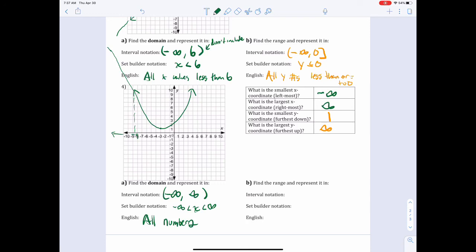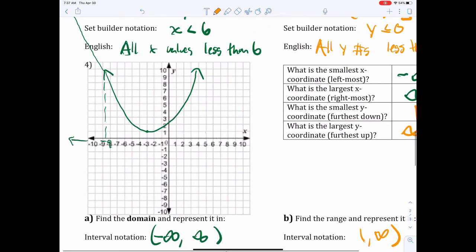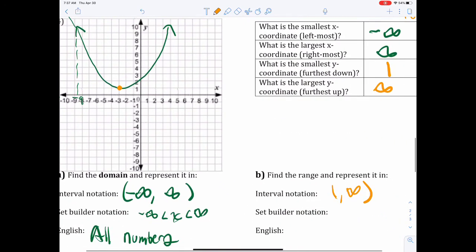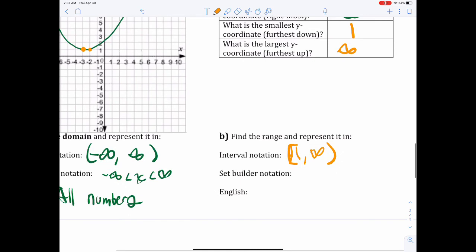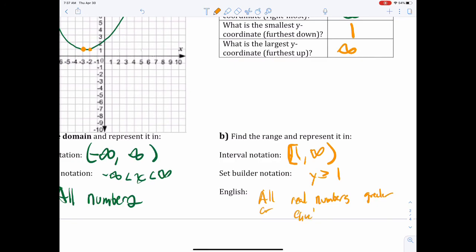For the range, that's going to be 1 to infinity, open parentheses around the infinity, and we have a point right here. Even if there wasn't a point, we have a solid line. That counts too. So that's going to be a hard bracket. Set builder notation is all y values greater than or equal to 1. In English, all real numbers greater than or equal to 1.